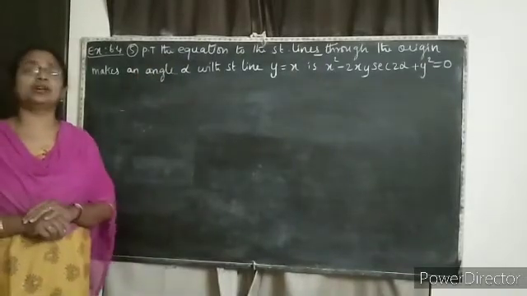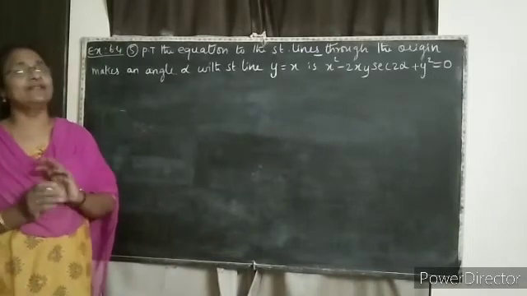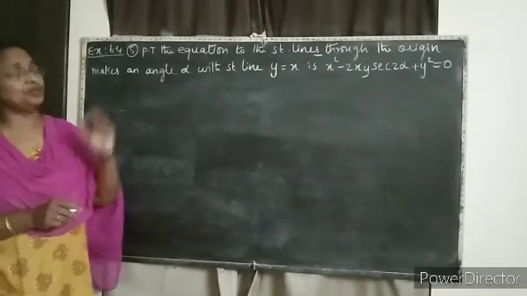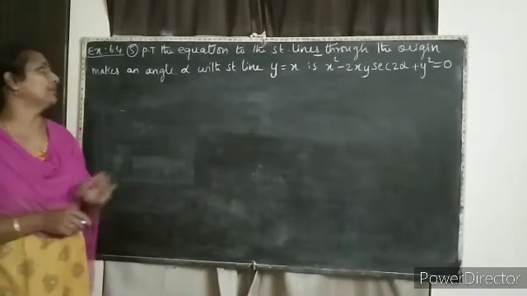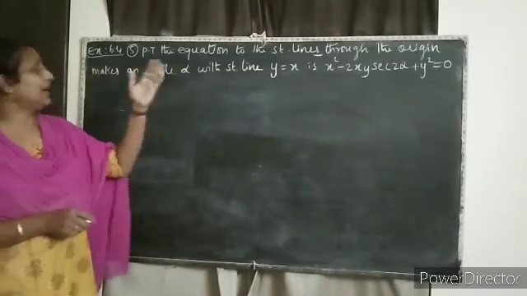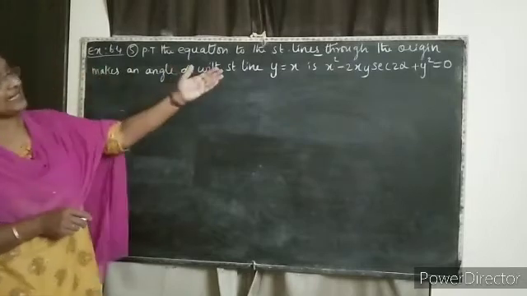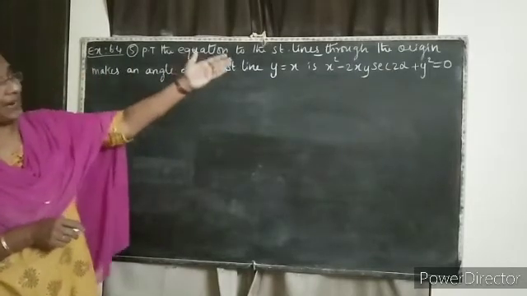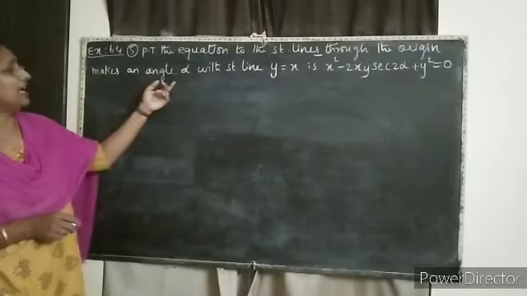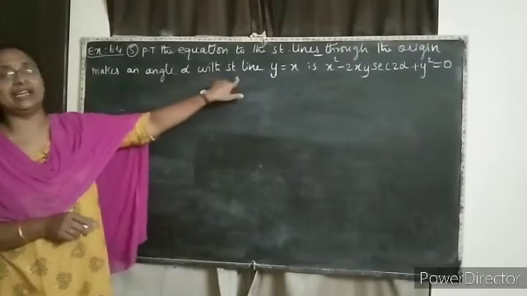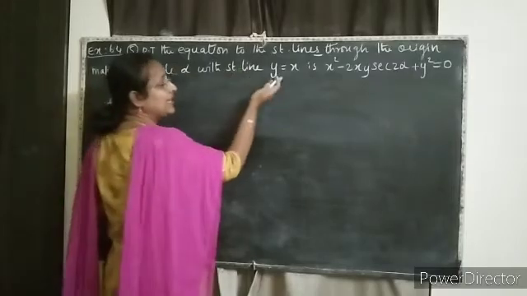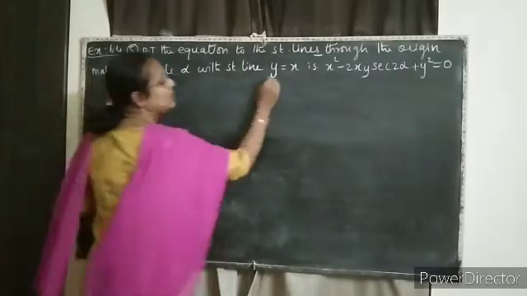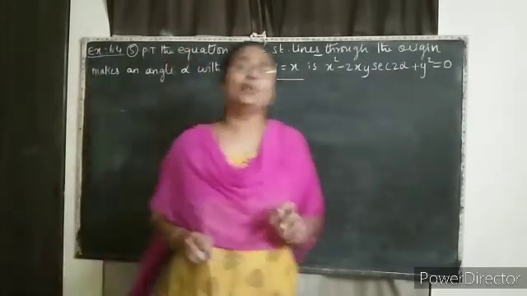Just now we saw the equation of the straight line which passes through the origin is given by y minus mx equal to 0. Additionally, the straight lines which pass through the origin make an angle alpha with the straight line y is equal to x. Now look into this y is equal to x.